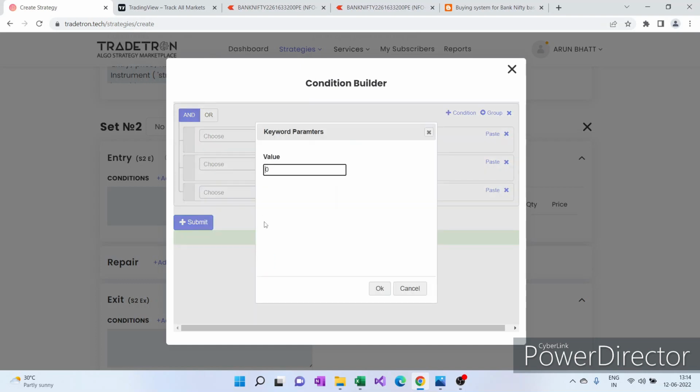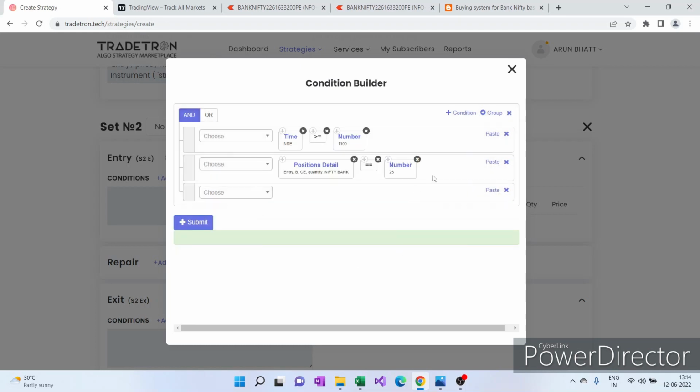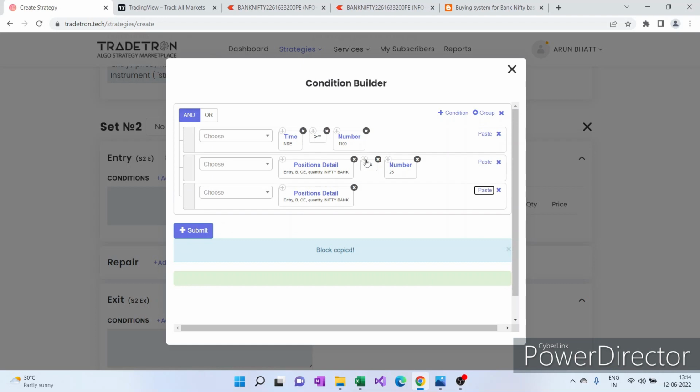And once a CE entry is taken in this set, then the quantity will become more than 25. So only once it will be executed. And now what we want to do is, say in set 3 we have taken a position in PE side also, then we don't want to take a position in CE. So for that we'll put the same kind of condition, only difference will be that instead of C we'll be putting PE there. So we'll just copy, paste, copy, paste.